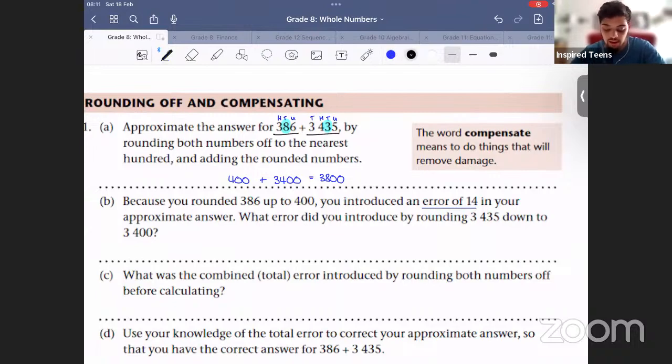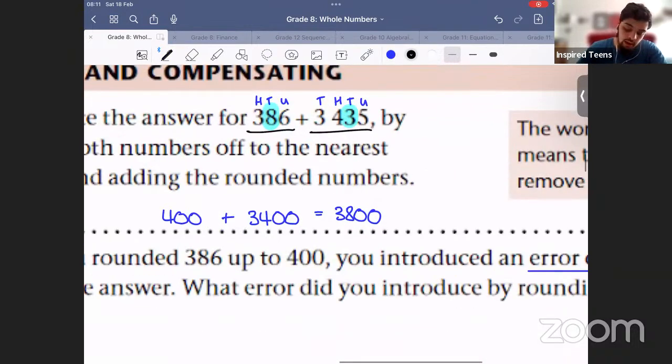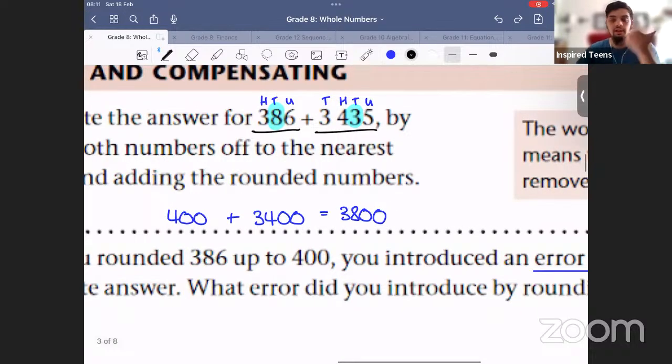So basically what they are talking about is because we are rounding, it's not the exact value of the number. So this calculation, 386 plus 3435, is actually not 3,800. 3,800 was just an estimation that we used because we rounded these numbers off. It is much easier to do the calculation. But now they are telling us there's an error.